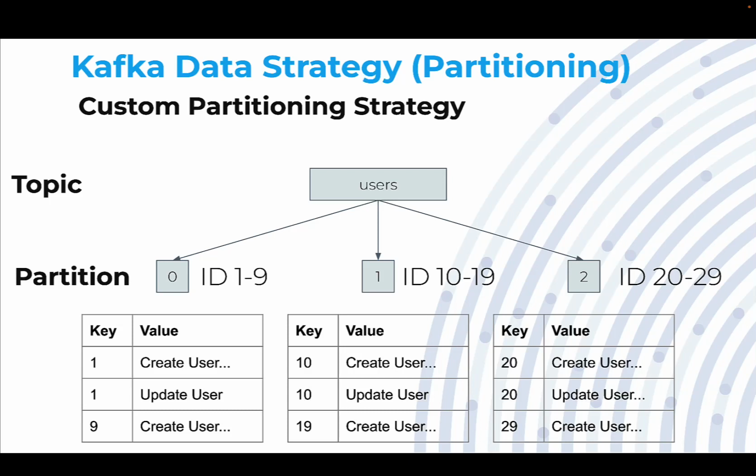It is also possible, for when order is really important, to use a custom partitioning strategy. In this example, I've taken the topic user and used a partitioning strategy where IDs 1 through 9 go into partition 0, IDs 10 through 19 go into partition 1, and IDs 20 through 29 go into the last partition. This is just an example, but it's also important to understand that what I've done here using this partitioning strategy is fundamentally limit us to only IDs 1 through 29.